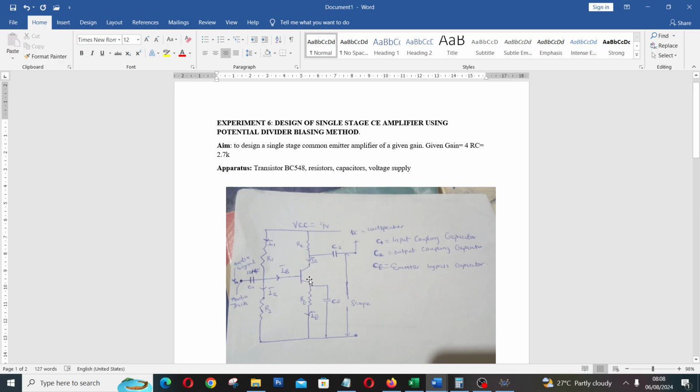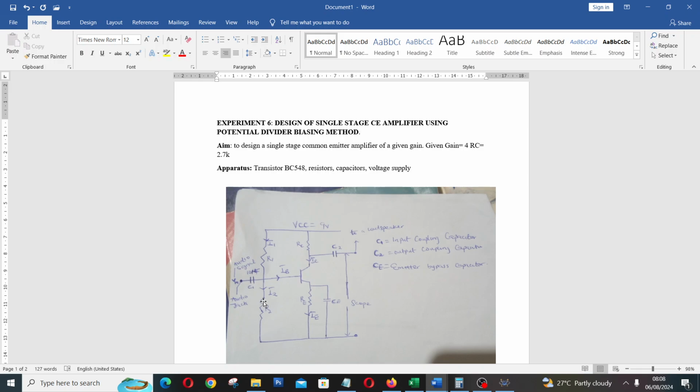The transistor to be used is a BC548. Now we see three capacitors, C1, C2 and CE. C1 and C2 are the input and output coupling capacitors respectively, while CE is an emitter bypass capacitor. Before the transistor begins to work, there is a need for proper biasing, that is, setting the operating point.